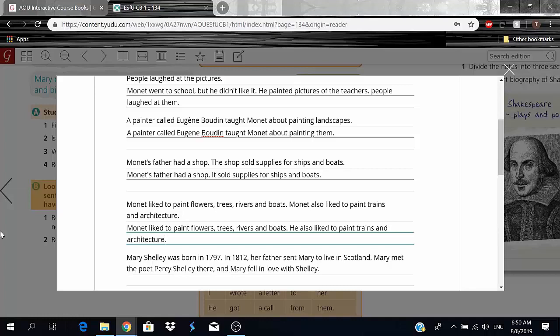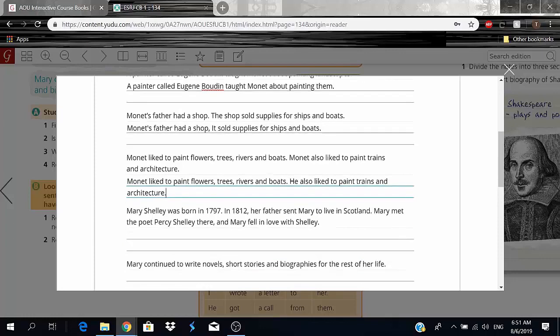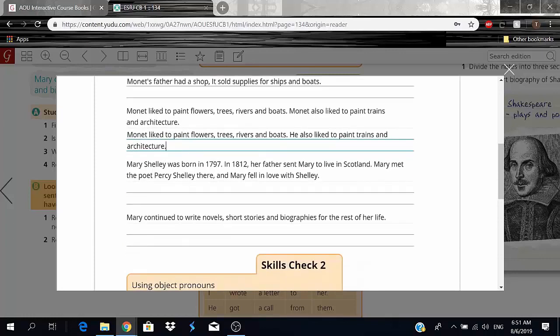Okay? Simple stuff, you guys. Now, let's go to the second last one here. Mary Shelley was born in 1797. In 1812, her father sent Mary to live in Scotland. Mary met the poet Percy Shelley there, and Mary fell in love with Shelley. Obviously, they're referring to Mary Shelley here. They're referring to her name after she was married to Percy Shelley, just to clear any confusion for you guys.